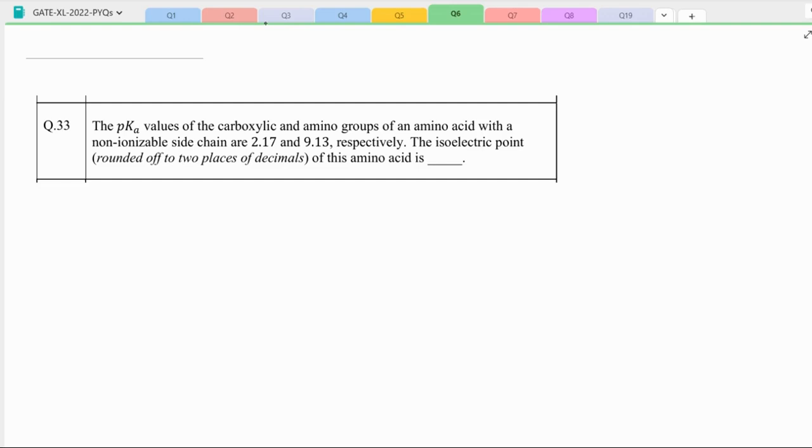So it has to be rounded off to 2 decimal places. We know that by formula, the isoelectric point is given by (pKa1 + pKa2) divided by 2, provided the given amino acid has a non-ionizable side chain. If the amino acid has an ionizable side chain, then you have another pKa value, and accordingly, based on whether it's an acidic or a basic amino acid, you have to incorporate which two pKa values you need to choose. So here it's pretty simple, it's a non-ionizable side chain.